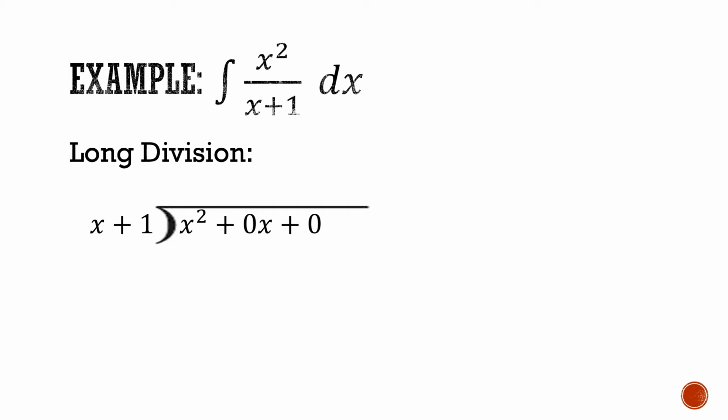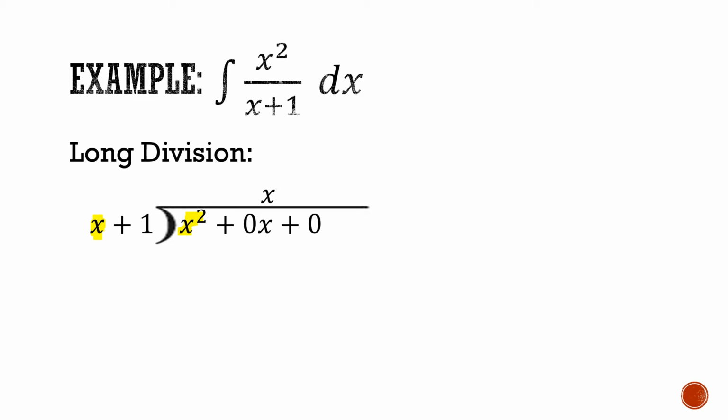All right, so you want to look at the highest term on the outside, which is our x, and the highest term on the inside, which is x squared, and ask yourself, what do I need to multiply times x that would give me x squared? Well, we know that x times x equals x squared, so I'm going to multiply by x.